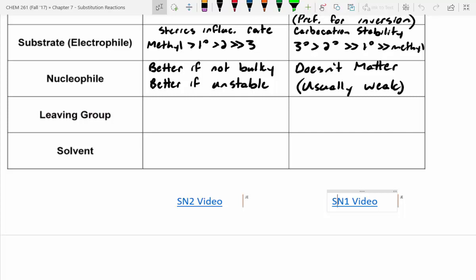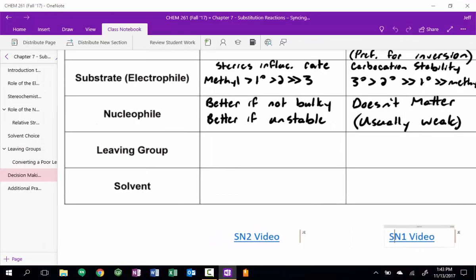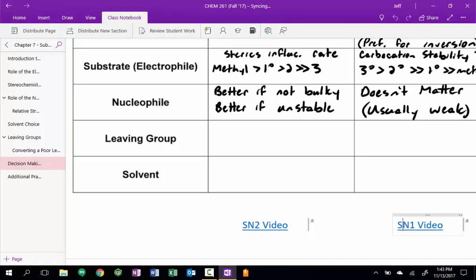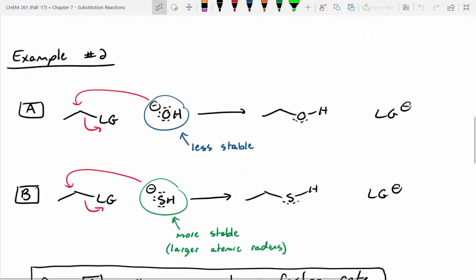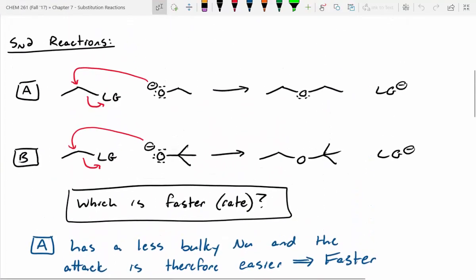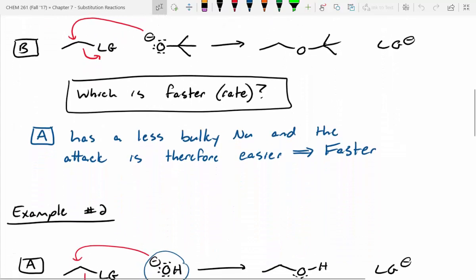All right, so last week we finished up talking about nucleophiles. We said that the nucleophiles are better if they're not bulky and they're better if they're unstable. So let's go back and talk about that a bit more. And we gave two examples last week. We had one with a bulky electrophile versus a non-bulky electrophile, and we said the non-bulky electrophile is better because it has an easier time approaching the electrophile.